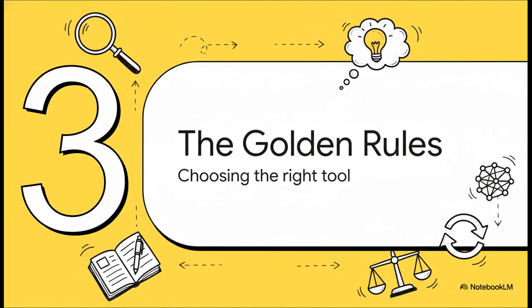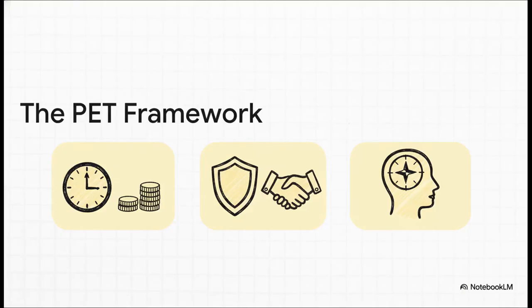Okay, so we've got our tools, but a great detective knows it's not just about having the gear, it's about knowing when to use it. And choosing the right tool for the job comes down to 3 golden rules. Every single investigation kicks off with this framework, and you can remember it as PET. P is for practical. Do I have the time, the money, the resources to pull this off? E is for ethical. Is this going to cause anyone harm? Do people know what they're signing up for? And T is for theoretical. What am I actually trying to find out here? Am I looking for hard numbers, or am I trying to get a deep personal understanding?